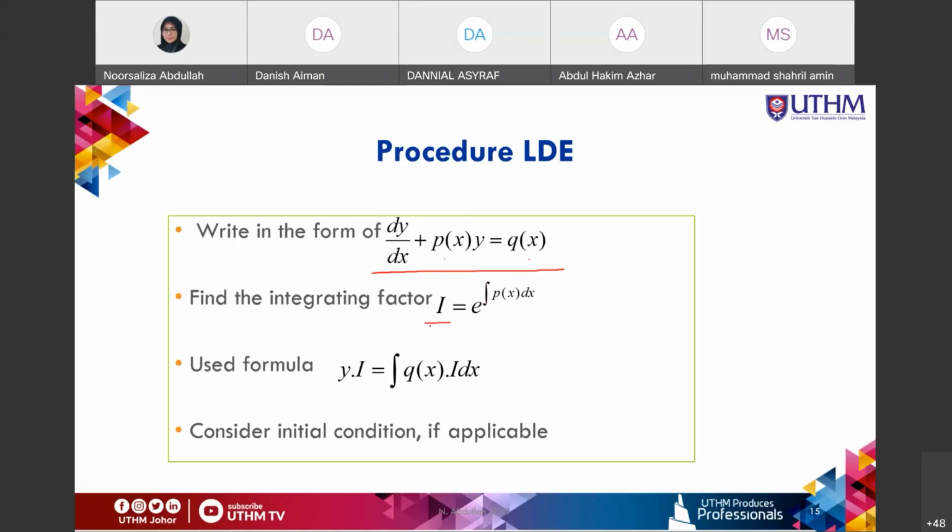Once you find the I, next you can find the equation Y. Y times I, this I. Doktor, macam mana dapat I tu? So this I, from this equation, I equals to exponent kamiran Px dx. Later saya akan tunjuk. Ini dia punya prosedur dulu.